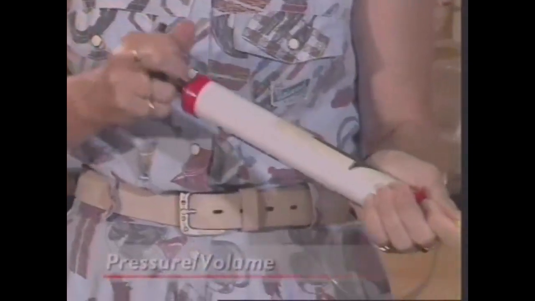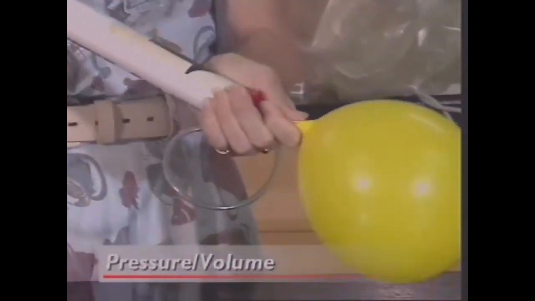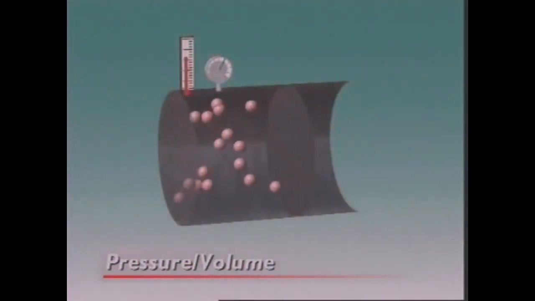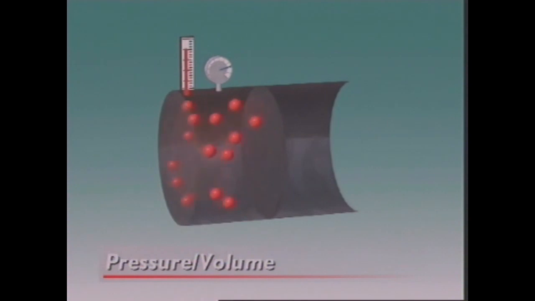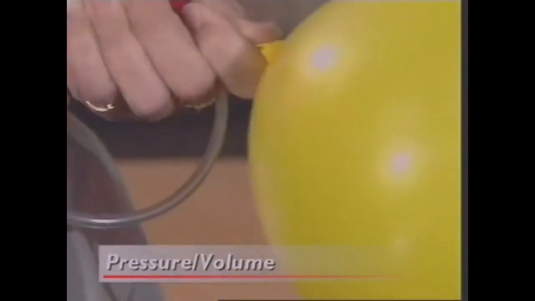The cylinder of this bicycle pump contains air. Its exit is sealed with a pressure gauge. As the plunger is pushed in, the air is forced into a smaller volume. At the same time, the pressure gauge shows an increase in pressure. It is this increase in pressure that allows the pump to do its work.